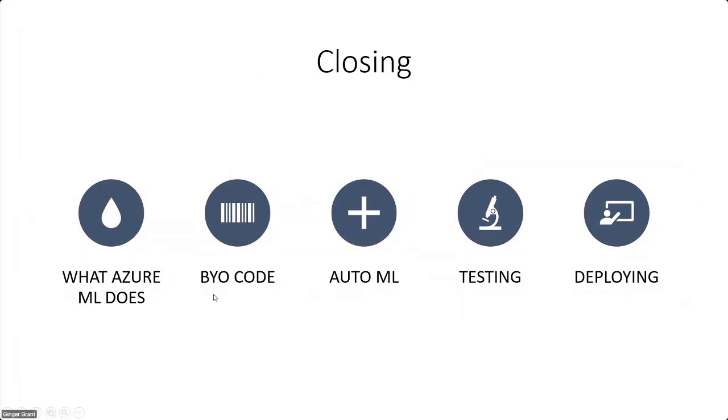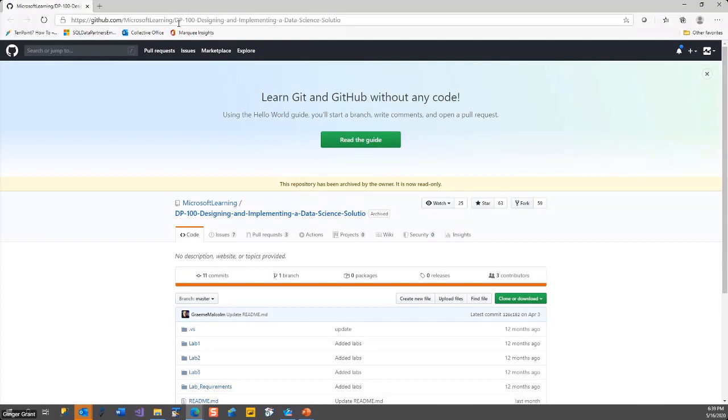So in closing, we took a look at what Azure does, looking at how you can bring your own code, looking at testing and deploying. One thing I want to show you as well is where you can get some code that will help you better understand how to make this work yourself. And I'm going to go ahead here and go to GitHub. One thing that is really great is that the Azure Machine Learning class is on GitHub. There is a certification called DP100, and they have made all the information that you use for studying for that class available for you in GitHub.